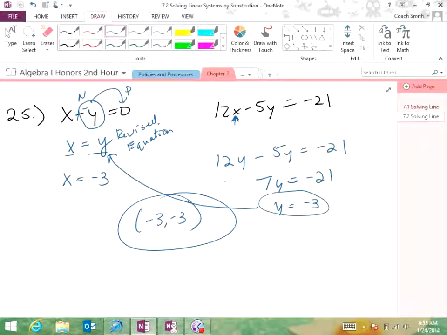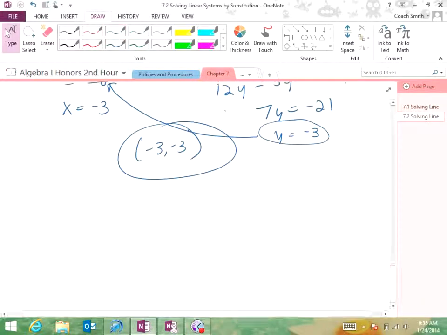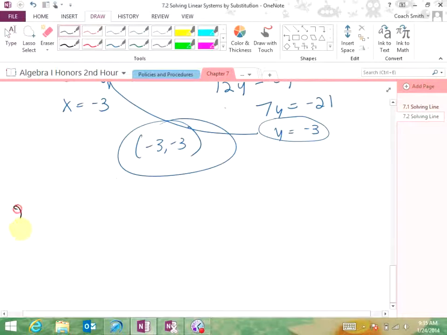Okay? No, I want you to do 26 on your own. Yes, you can do them on the board. 26 says m plus 2n equal 1, and 5m plus 3n equal negative 23.